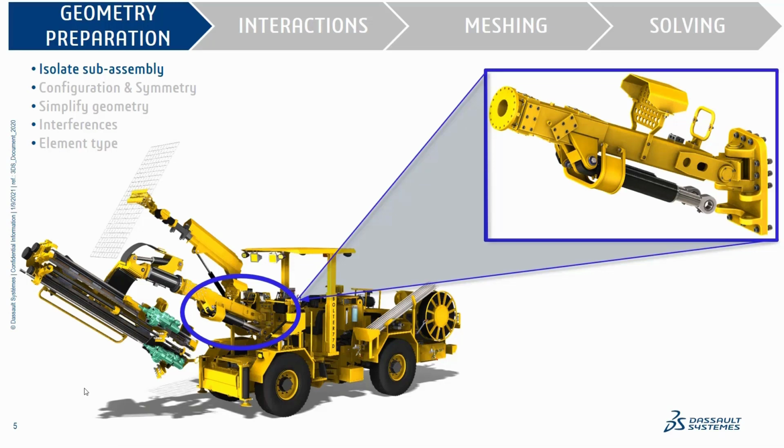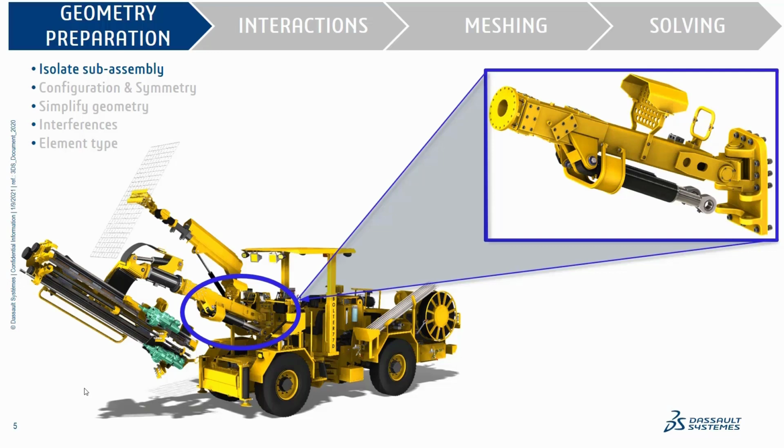No boom, no operation. Lives are put at risk, capital sits idle, and money is lost. So how do we make sure this boom works all the time, every time? That's where simulation comes in. We can try to simulate all 5,000 parts in the tractor, but that would tax any simulation software beyond its limits. So the solution is to isolate and analyze critical sub-assemblies, in this case, the boom.